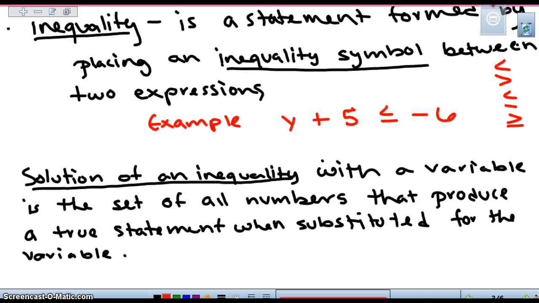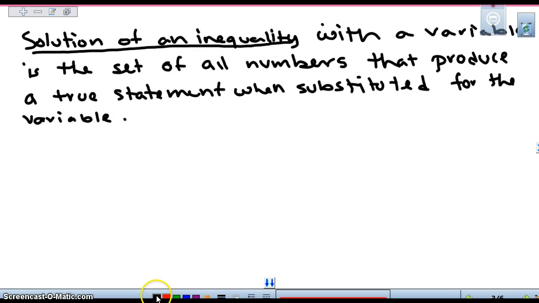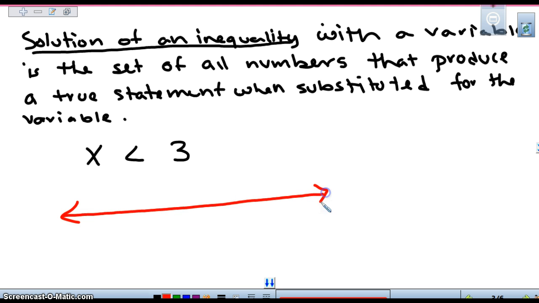The solution of an inequality with a variable is the set of all numbers that produce a true statement when substituted for the variable. And we're going to get to the solution of the inequality in a minute. So let's say you have x is less than 3. To show the set of numbers that makes this inequality true, we have to create a graph.